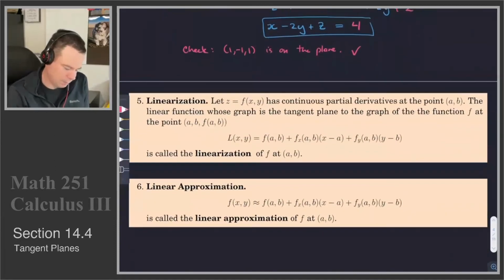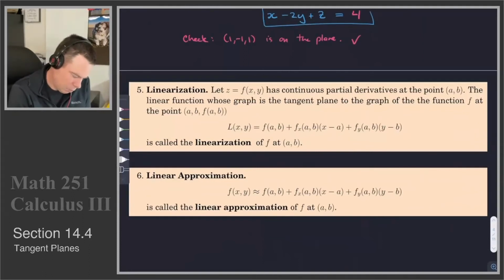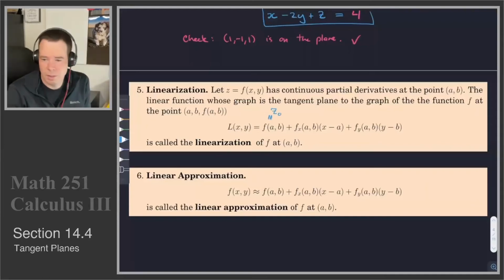So linearization. If we're staring at a function, z equals f of x, y, and it has continuous partial derivatives at the point a, b, then the linear function whose graph is given by the tangent plane is called the linearization. So if we look closely at this, this value here, maybe I'll put it in a different color, this value there is really just our z naught value. That was the corresponding z coordinate of the point on the surface.